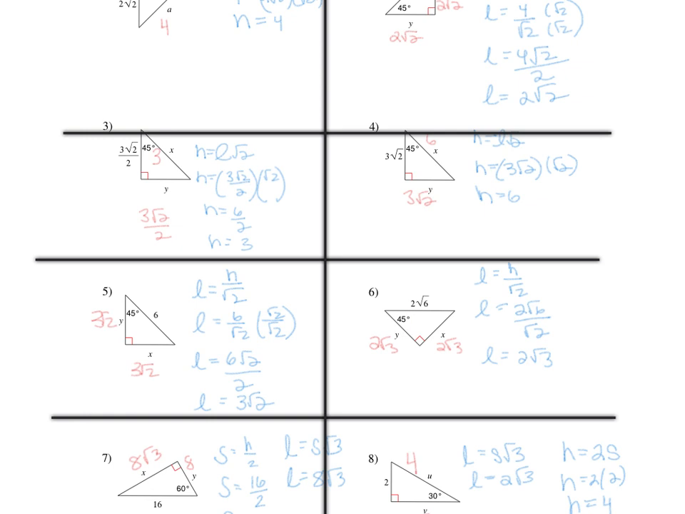In number 6, we have a 45, 45 triangle. We are given the hypotenuse, which is 2 times the square root of 6. We need to figure out the legs, which is going to be the hypotenuse divided by the square root of 2. So we're going to have 2 times the square root of 6 divided by the square root of 2. Since these are both under the radical, we can divide those and get the square root of 3. And so each of our legs is going to be 2 times the square root of 3.